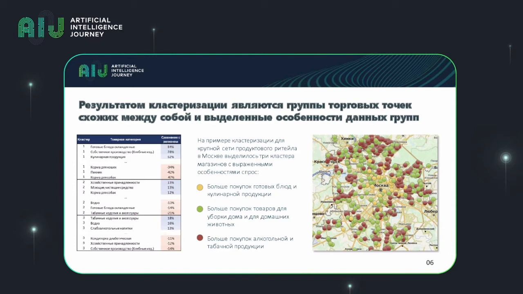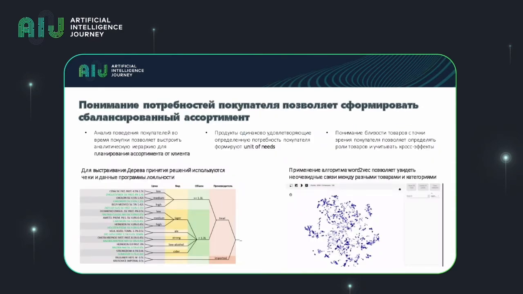And this is where we actually managed to capture the seasonality, because when people drive out of Moscow to a picnic, they buy alcohol and tobacco. And when they drive back into the city, they buy household goods and pet food, all those things that they might need in their city apartment. Which meant that we would have to adapt the assortment at this or that shop to the seasonality and to the cluster.